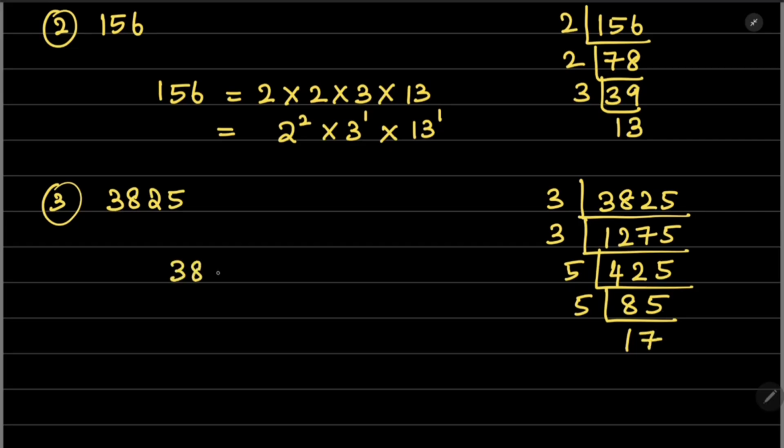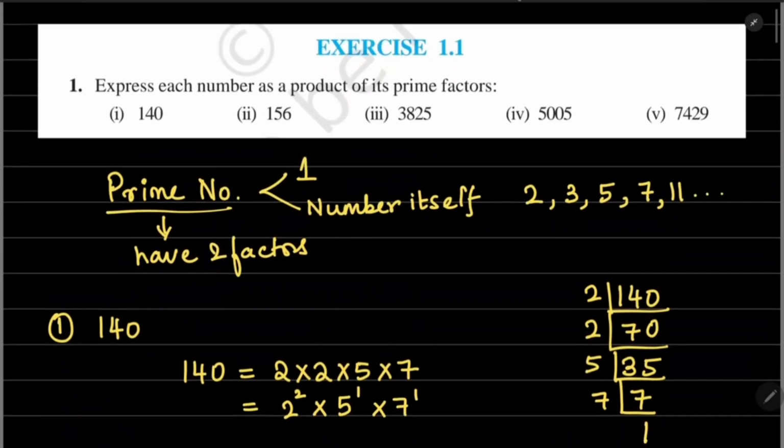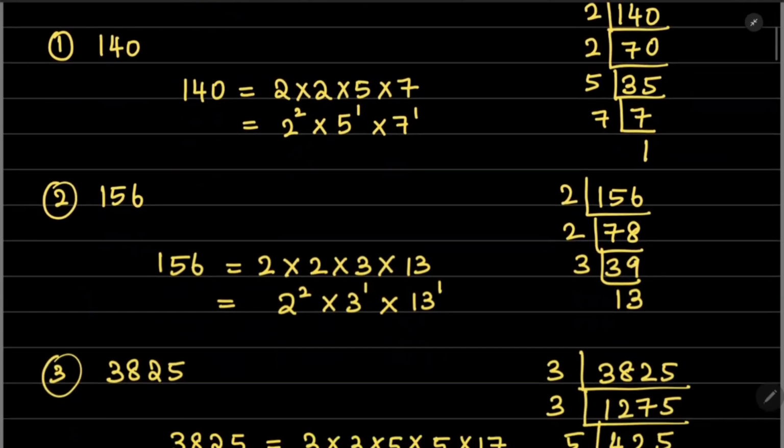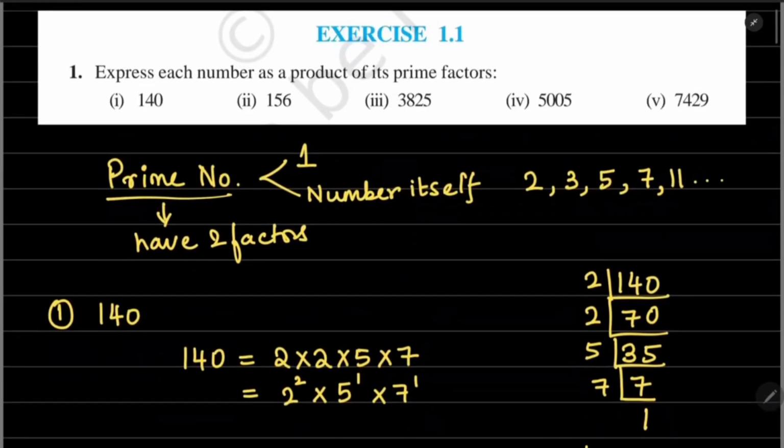So 3825 can be written as 3 multiplied by 3 multiplied by 5 multiplied by 5 and 17. So I can write it as 3 square multiplied by 5 square multiplied by 17 raised to the power 1, or 17. This is how you have expressed this as a product of its prime factors. Now let's move on to the fourth question. What is the fourth question? 5005.